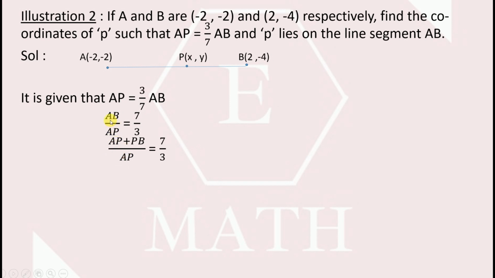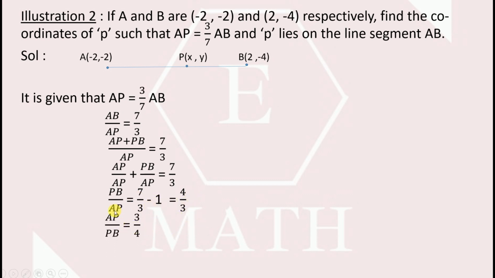According to the diagram, we can write this AB as AP plus PB and then divide by AP as it is in the denominator. That will be equal to 7 by 3. In the next step, we can just split this denominator so that we get AP by AP plus PB by AP will be equal to 7 by 3. Here we can easily cancel out this AP by AP and make it equal to 1. So 1 plus PB by AP will be equal to 7 by 3, and this 1 is shifted to the right hand side and becomes -1, and 7 by 3 minus 1 will be equal to 7 minus 3 by 3, which is 4 by 3, right? 4 by 3.